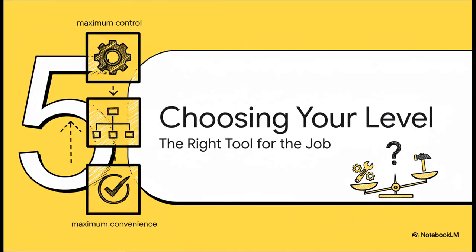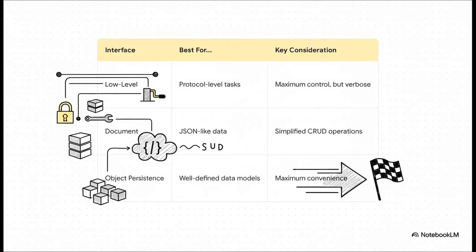Okay, so we've climbed the ladder. We've seen all three levels, from maximum control all the way up to maximum convenience. So the big question is, how do you choose? Which one is the right tool for your specific job? Let's break it down. You're going to want to reach for the low-level interface when you need that absolute fine-grained control. Maybe you're building a database migration tool, or you need to access a brand new cutting-edge API feature.